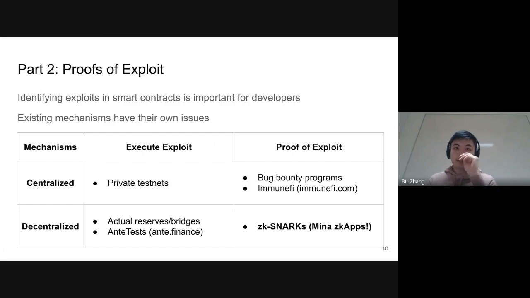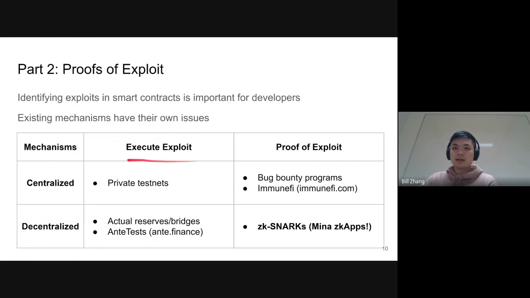You need to catch the bugs in order to fix them, and you'd rather find out that the bugs exist than just pretend that they're never found. But existing mechanisms for identifying exploits in smart contracts all have their own sort of issues. And so here's a table of the combinations of different mechanisms for finding exploits in the status quo. So there are 2 choices when you're looking for mechanisms for finding exploits. There's centralized mechanisms and there's decentralized mechanisms.